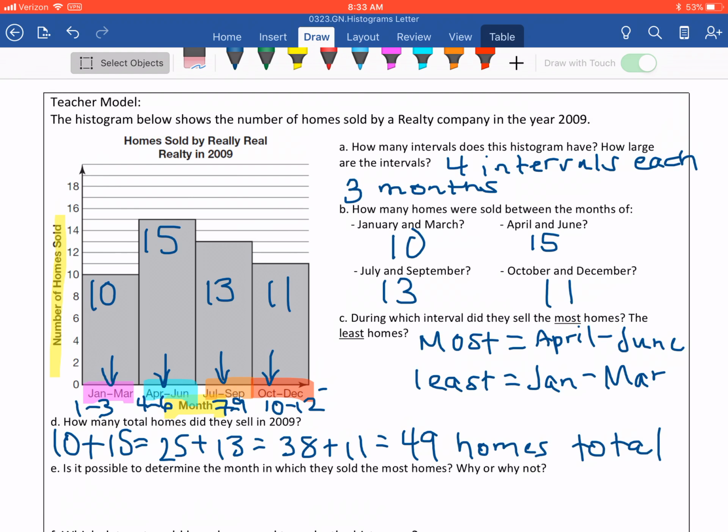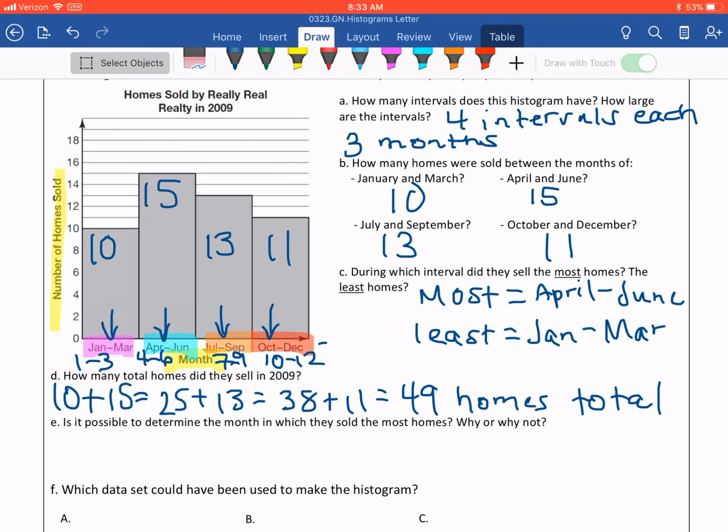All right, the next question is a little bit trickier. Is it possible to determine the month in which they sold the most homes? Why or why not? The information given to us in the histogram is only which group of months we sold the most homes in. So even though we can see here 15 was the highest amount that they sold, it doesn't tell us were most of those in April, were most of those in June, or were most of those in May. Okay, we don't know for specific individual months. So for this one, no, we can't.